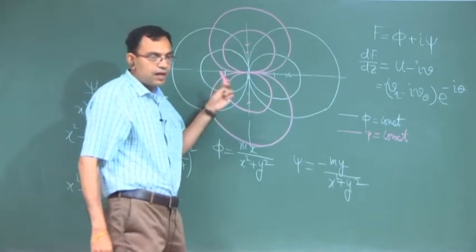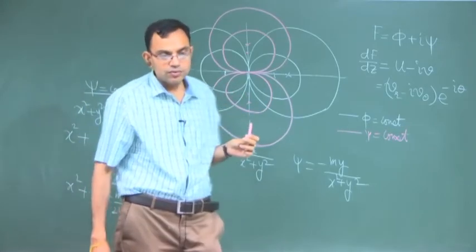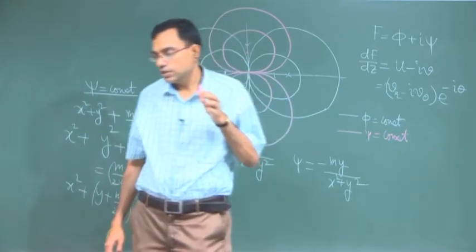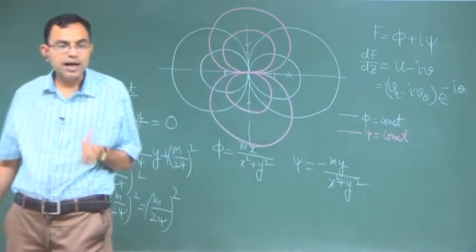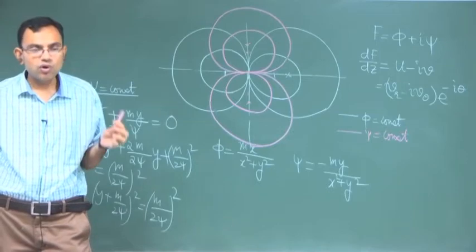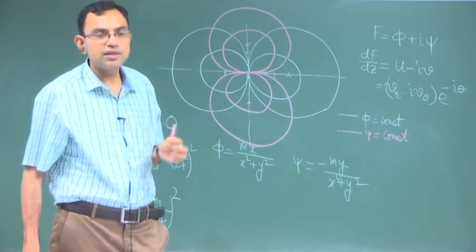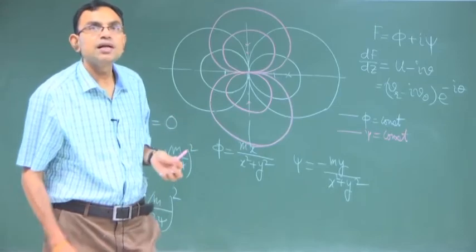So, so far we have discussed about uniform flow, Rankine oval, and source and sink individually, and combination of source and sink, which we call as doublet.